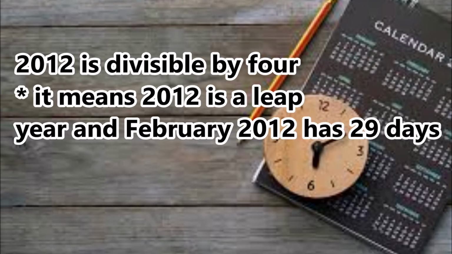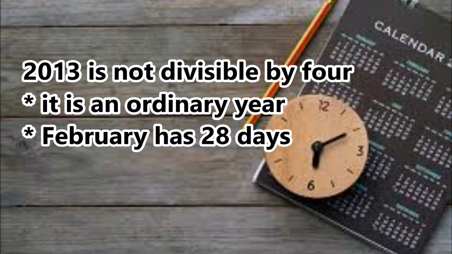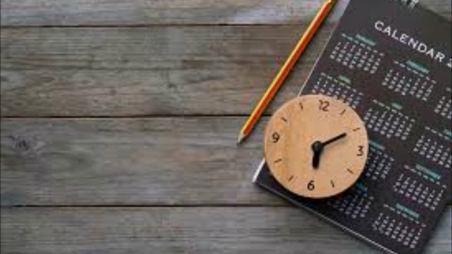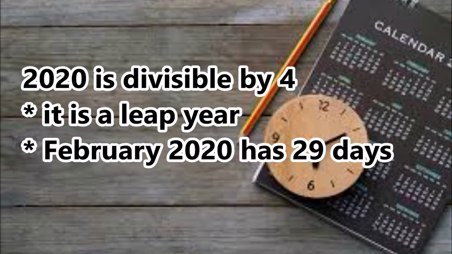Another example, 2012. 12 is divisible by 4. 12 divided by 4 is 3. So 2012 is a leap year, so February has 29 days. 2013. 13 is not divisible by 4. How about 2020? 20 divided by 4 is divisible by 4. The answer is 5. So February 2020 has 29 days.